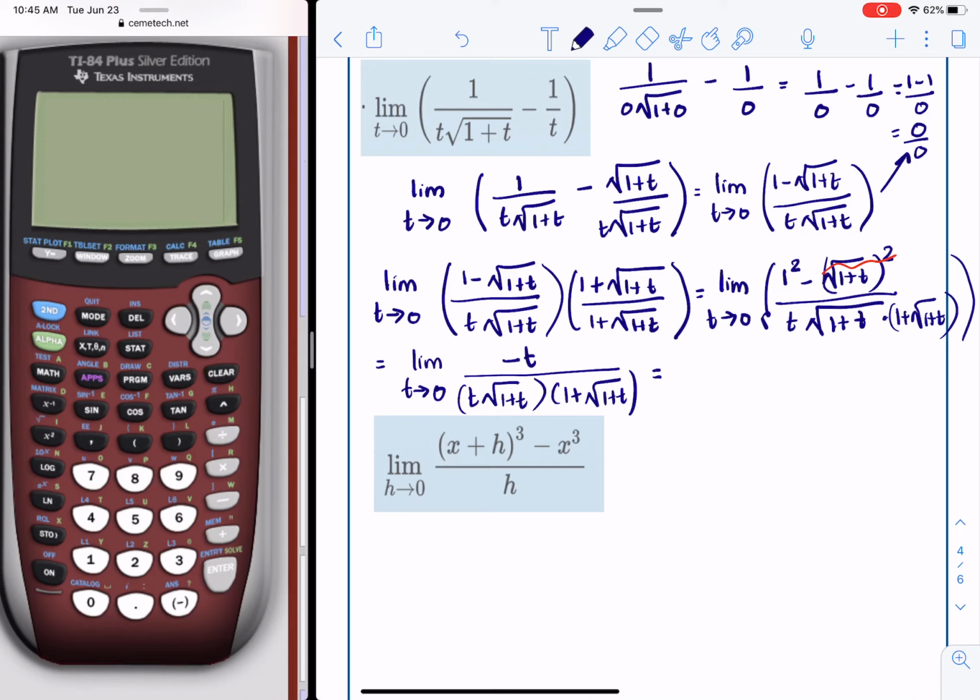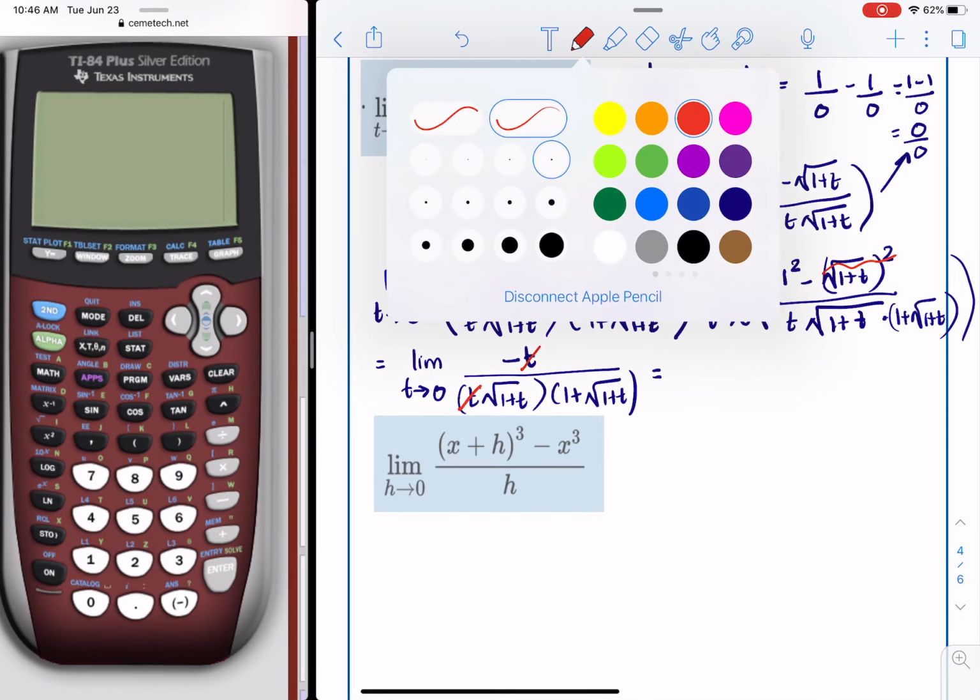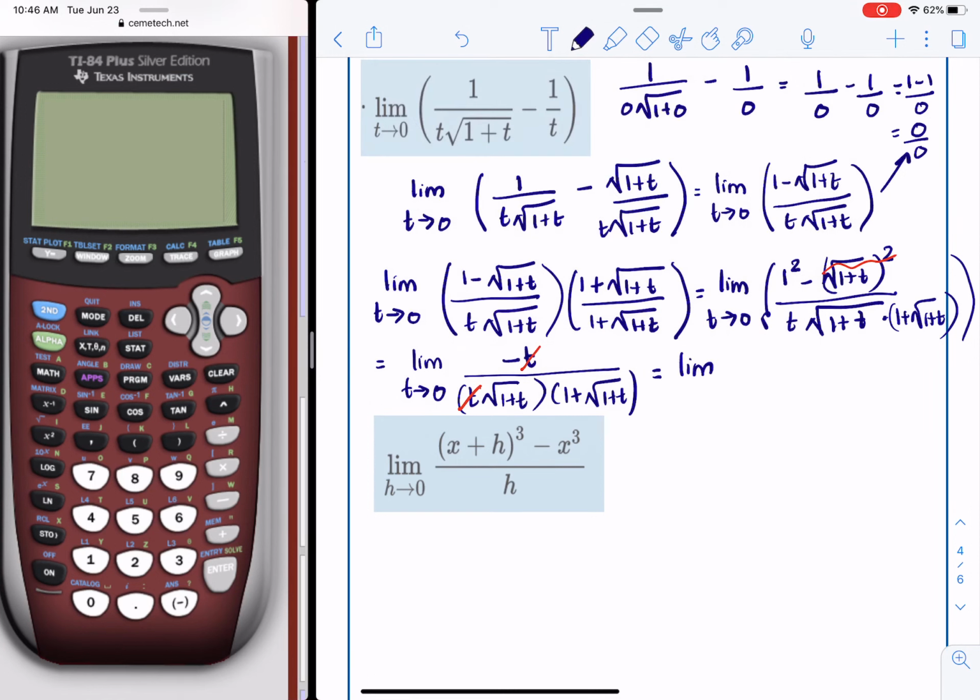So if you look closely, there is a negative t or t there and a t there. So the function would reduce to limit t approaches 0, negative 1 over square root of 1 plus t times 1 plus square root of 1 plus t. If we apply the limit, we'll have negative 1 over square root of 1 plus 0, which is 1, times 1 plus square root of 1 plus 0, which is 2. So we end up getting negative 1/2.